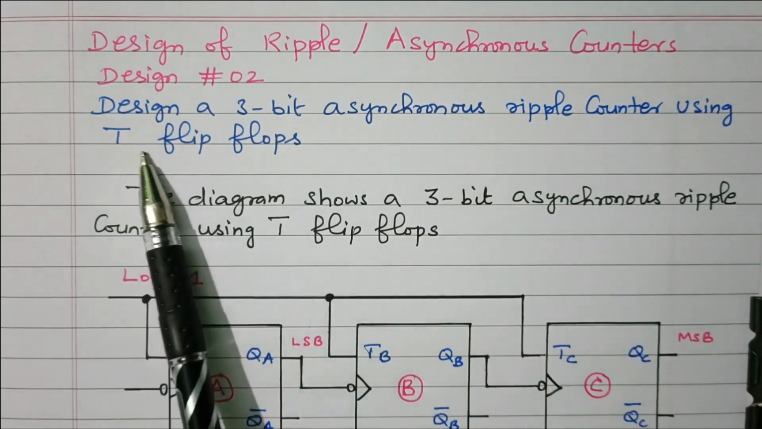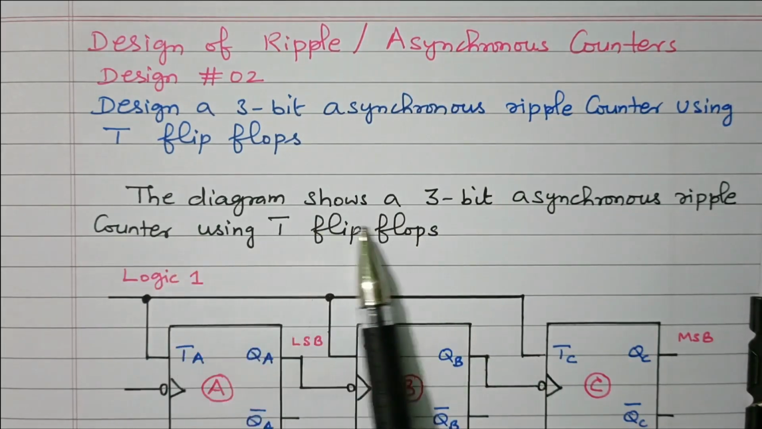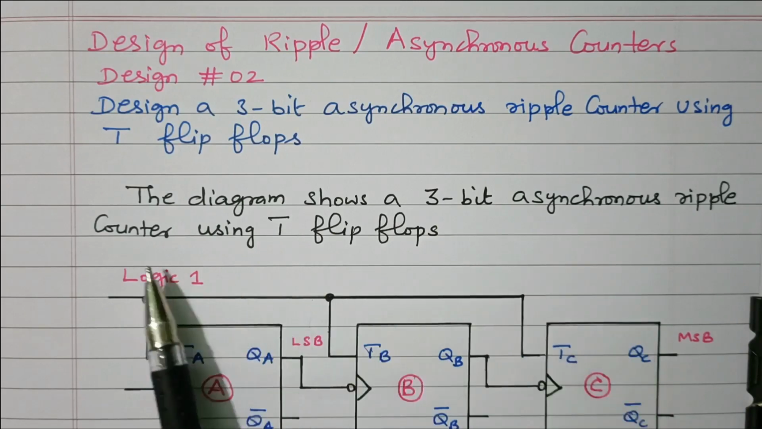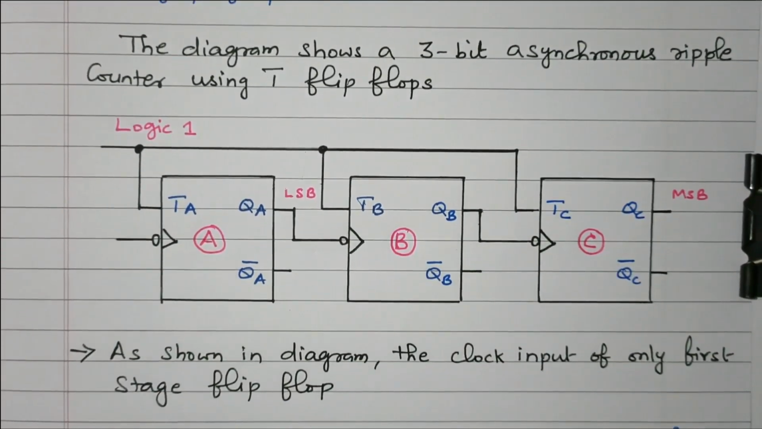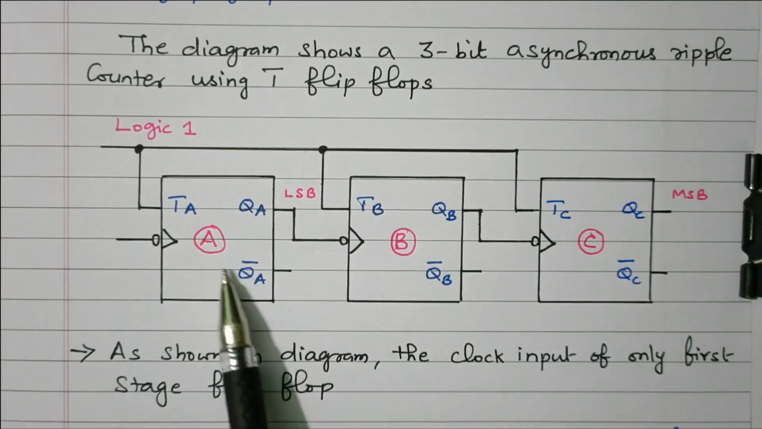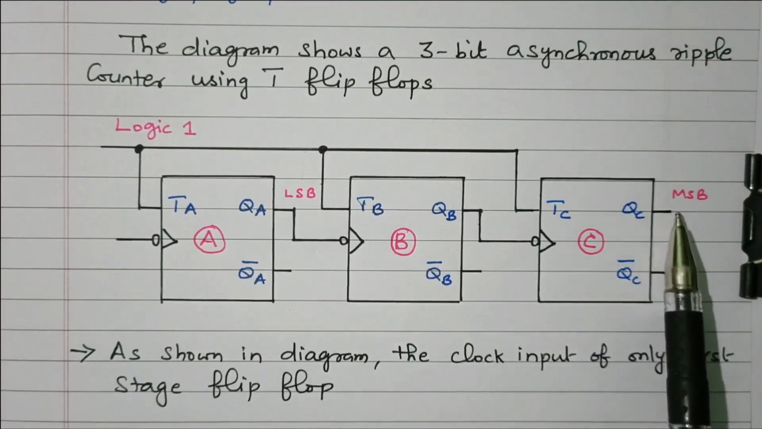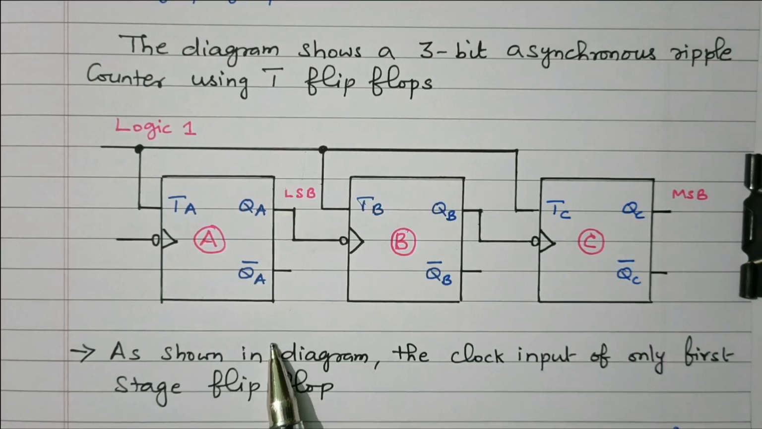So the T flip-flop we are going to use. The diagram shows the 3-bit asynchronous ripple counter using the T flip-flop. So it is clearly given there is a 3-bit asynchronous counter, so we need 3 T flip-flops. A, B, C. C is the MSB, A is the LSB.